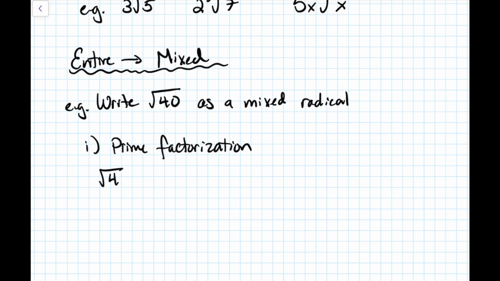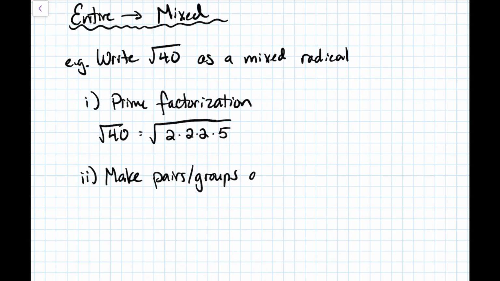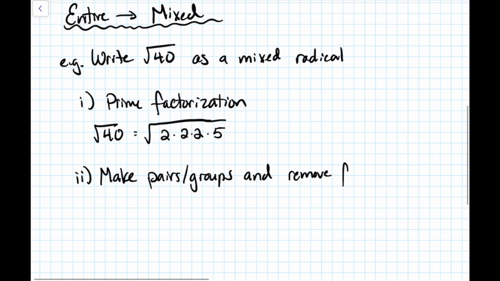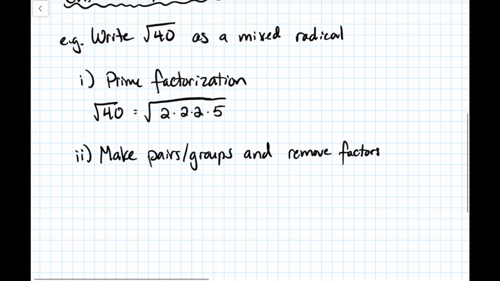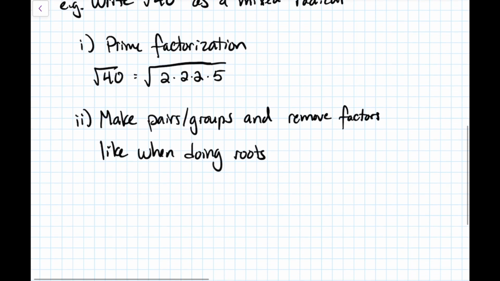So the square root of 40, when we do our prime factorization, that's just going to break down into 3 2s and a 5. Just like we did for square roots, we're going to make some pairs, or groups, depending on what your index is. And we're going to take out factors just like we did then. So far, this should feel entirely familiar because it's the same thing. But you'll see very quickly that there is a small but crucial difference.